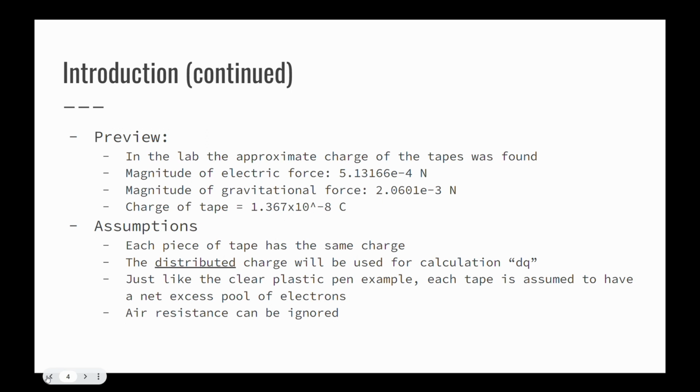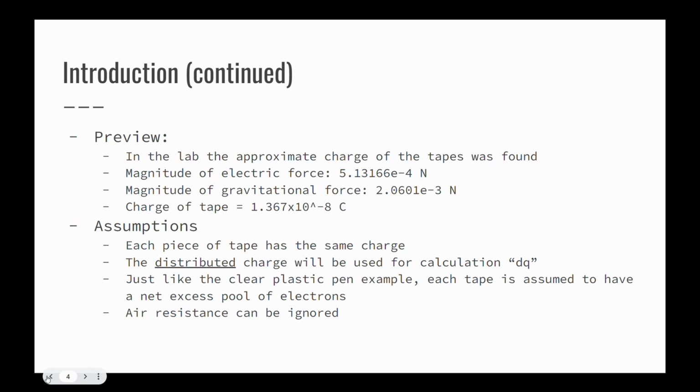In this lab, the approximate charges of the tapes were found. The magnitude of the electric force is found to be 5.131 times 10 to the negative 4 newtons. The magnitude of the gravitational force was 2.06 times 10 to the negative 3 newtons, and the difference there is going to be discussed later. And the final charge of the tape was found to be 1.367 times 10 to the negative 8 coulombs.